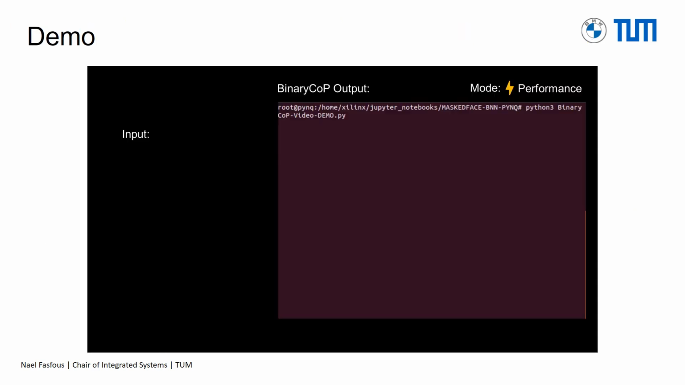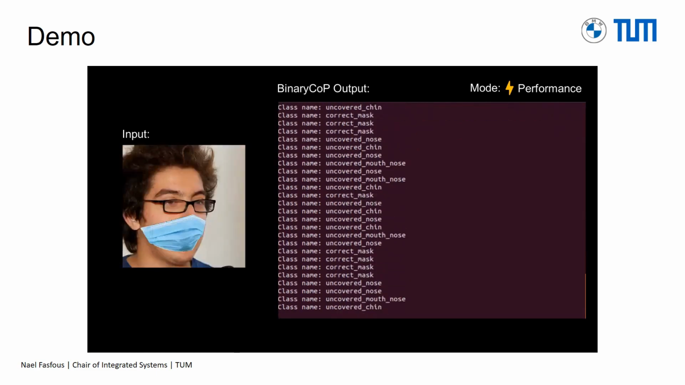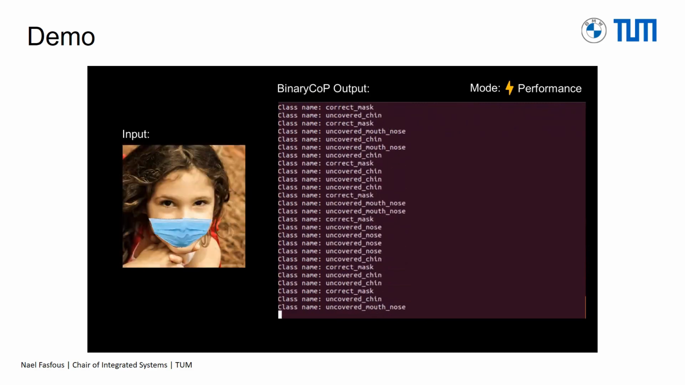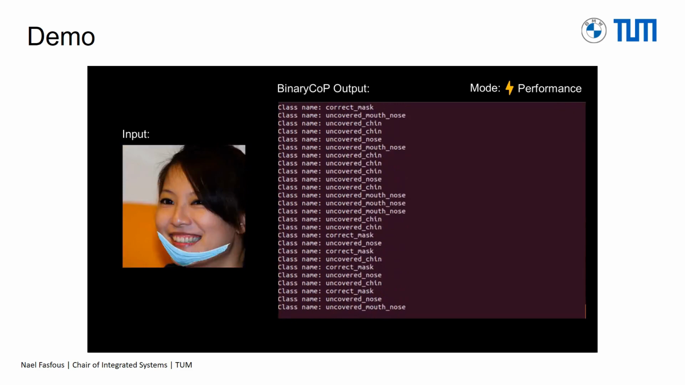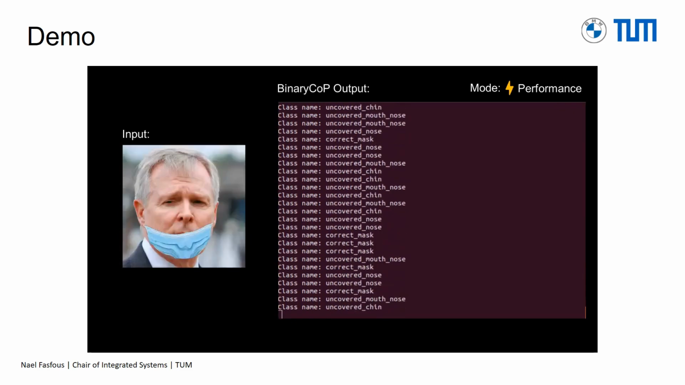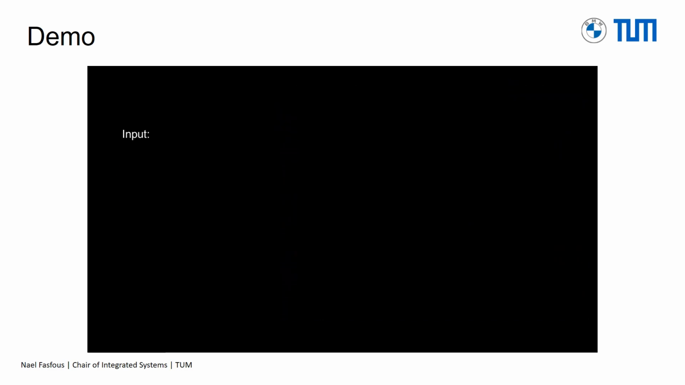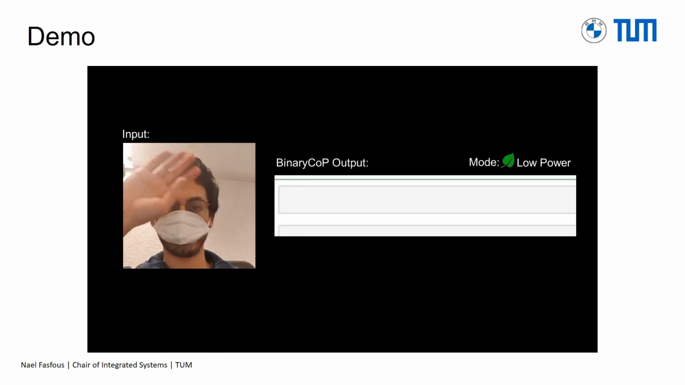Now let's take a look at a demo of BinaryCoP. First, we start with a high performance evaluation. Here, a fast video is being classified without any frames being skipped. Next, we have a low power demo. Here, the accelerator classifies images from a live camera input.